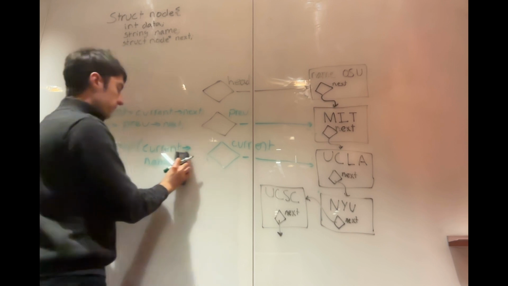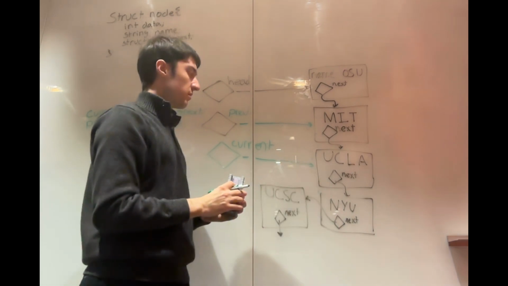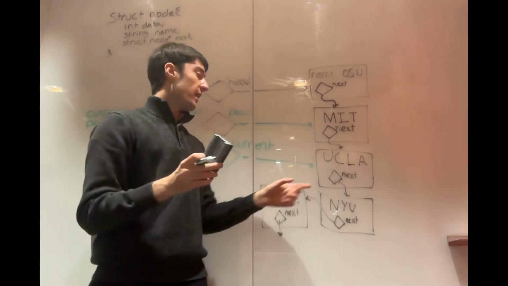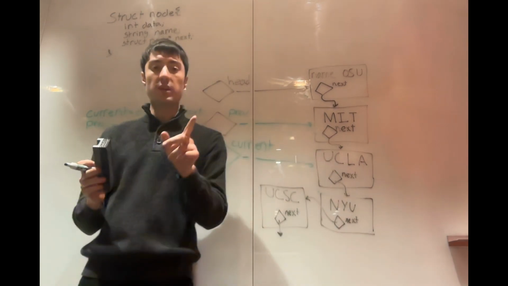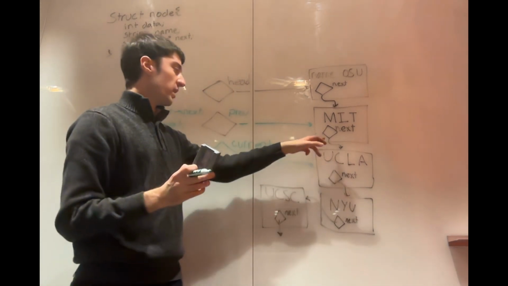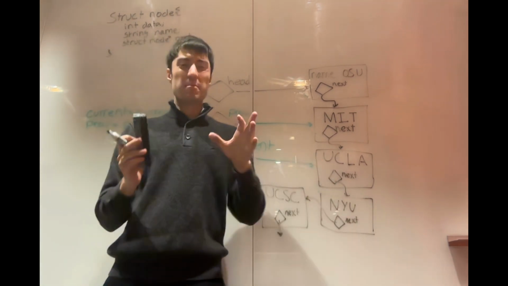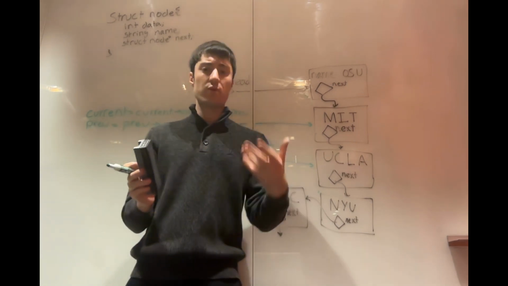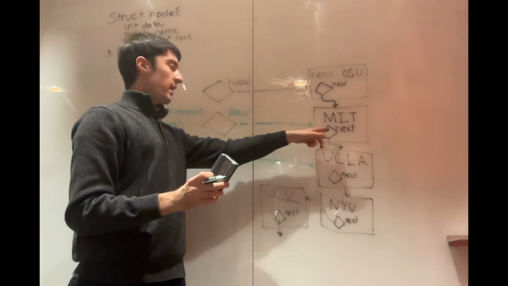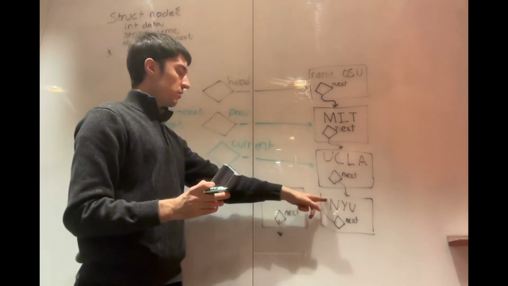All right, so how do we actually do that? How do we get rid of this? So there are a few things that we want to keep in mind. First thing is we dynamically allocated this node, which means we need to manually delete it. We can't just connect here to here and call it a day, because this UCLA memory is still allocated and we need to free it, okay? So what we need to do is we need to connect this next variable of the MIT over to NYU.